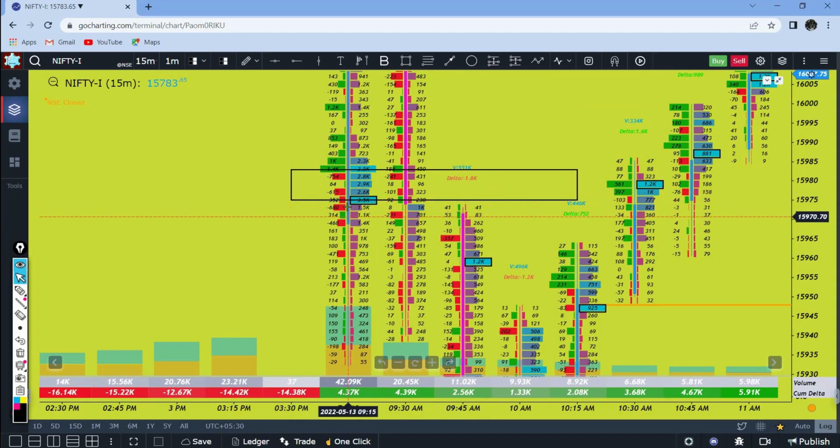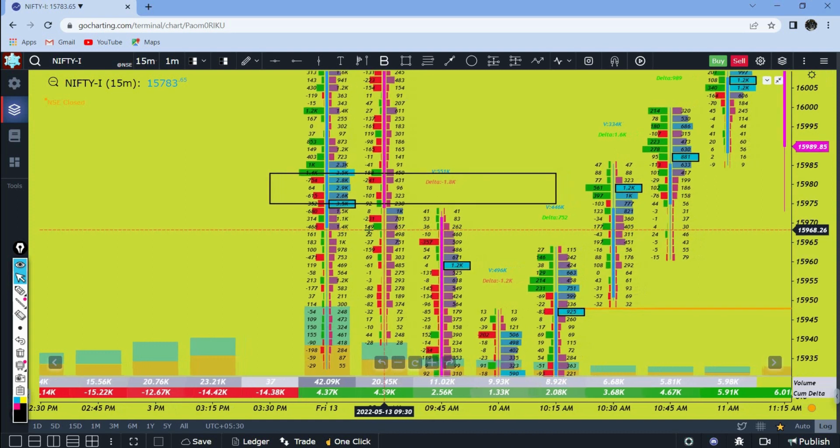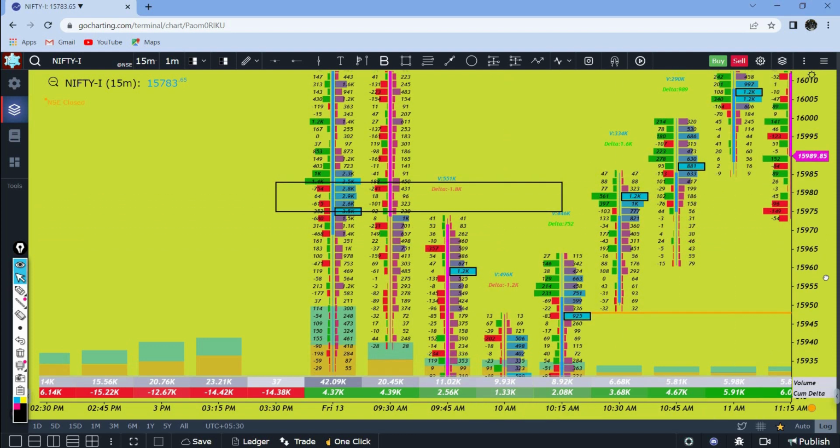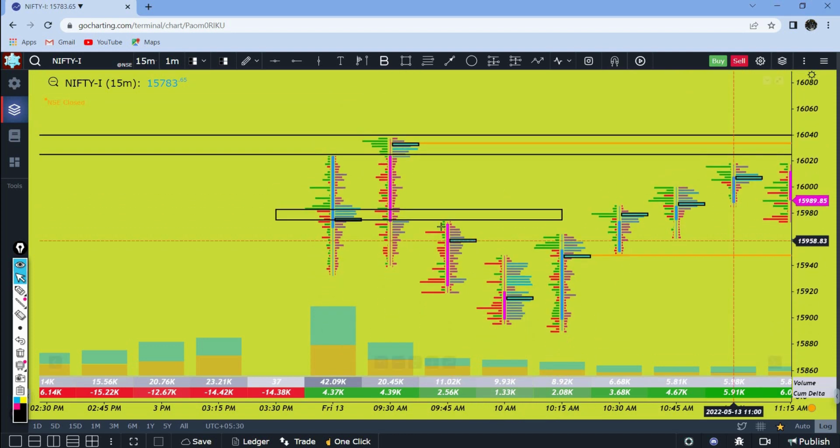Okay, so this is the place where there's interaction between the buyers and the sellers. The sellers wanted to take the price down, they couldn't. The buyers succeeded, but just within 15 minutes they have been successful in getting it down. So these sellers who are trying here might get in again. Now I'm interested. So as soon as it goes below, I would like to get into a short position here.